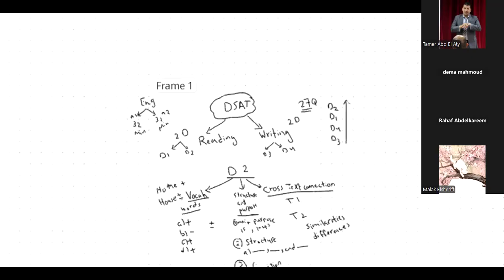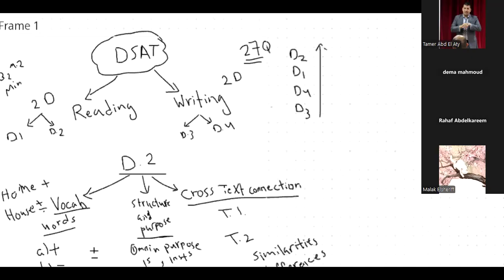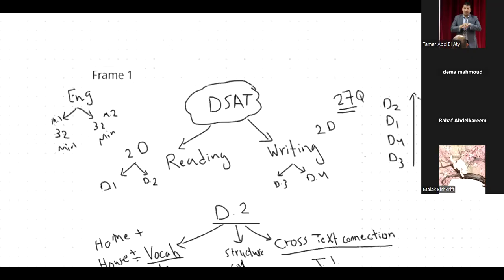So, as you know, in SAT, when you enter, you're going to start with English. You have two modules, each 32 minutes, and we have 27 questions. Start from number 27 till 1, not the opposite, to manage your time. I tried it myself, solving in the same test. Solving from 1 till 27 is harder than solving from 27 till 1. 27 till 1 is easier.